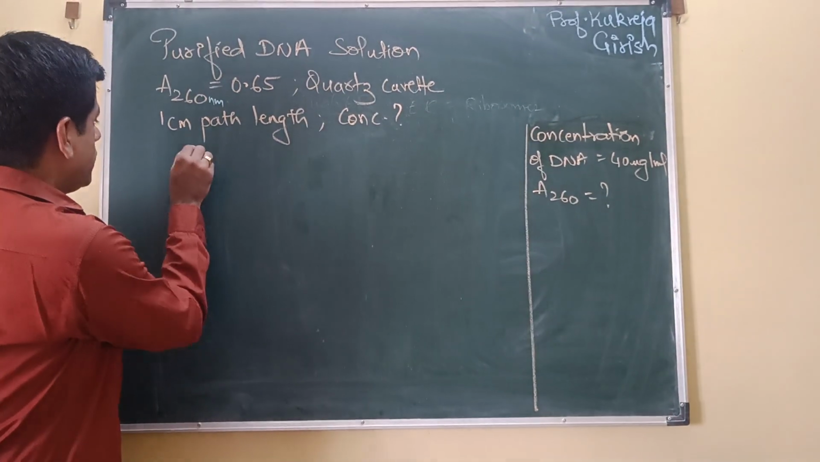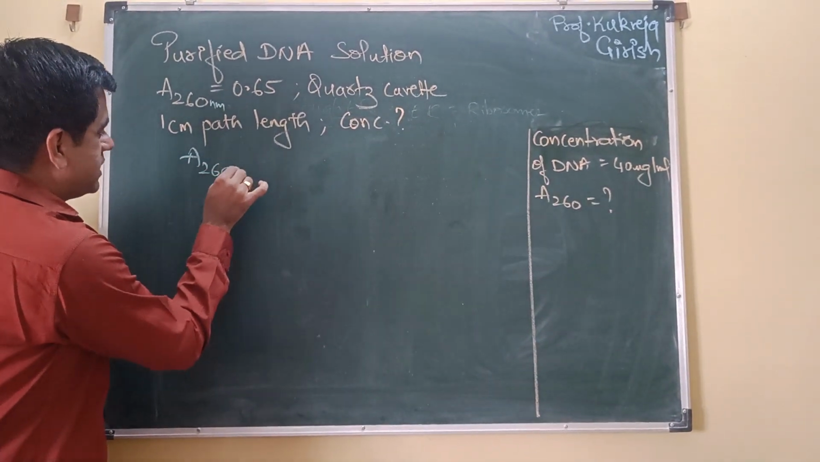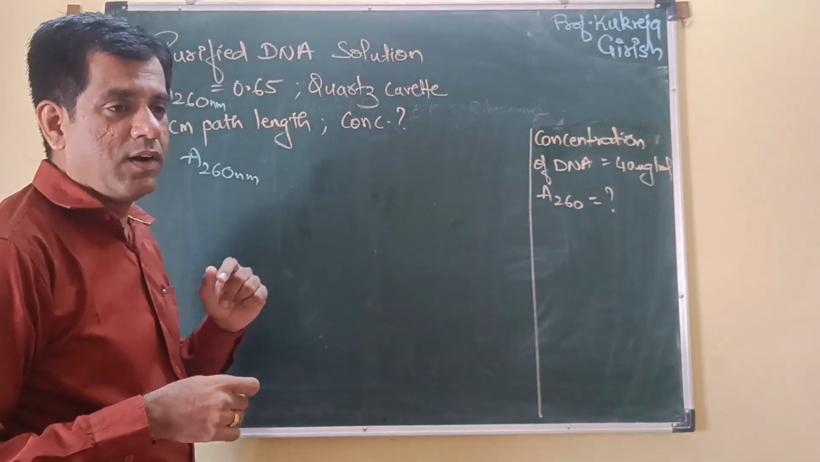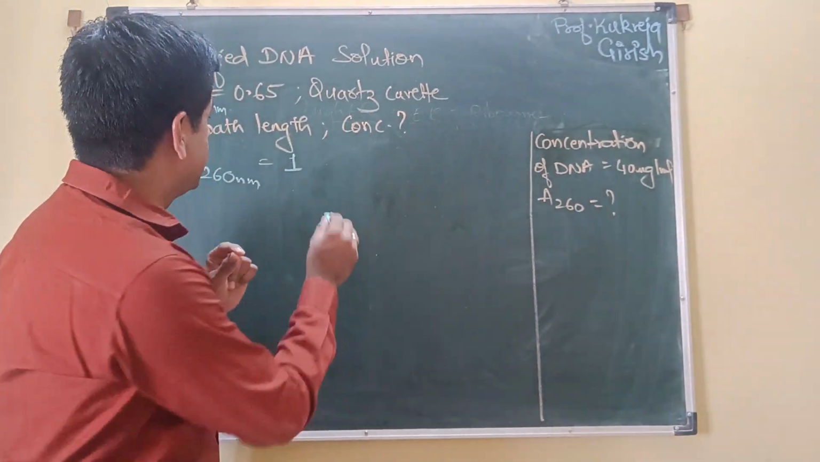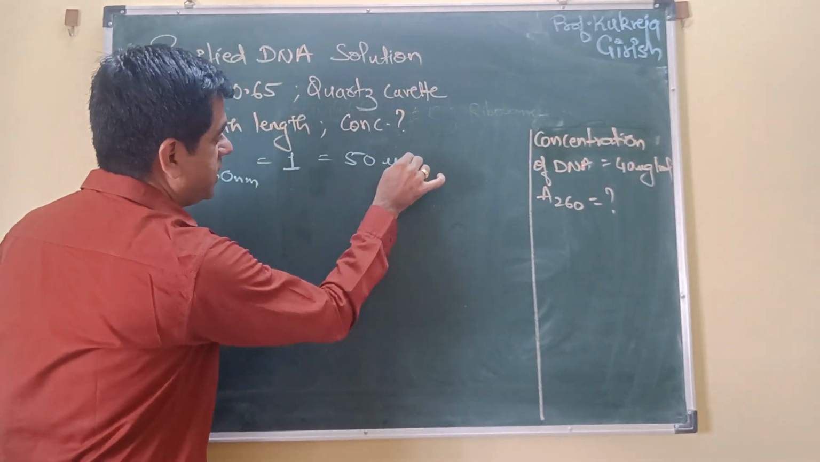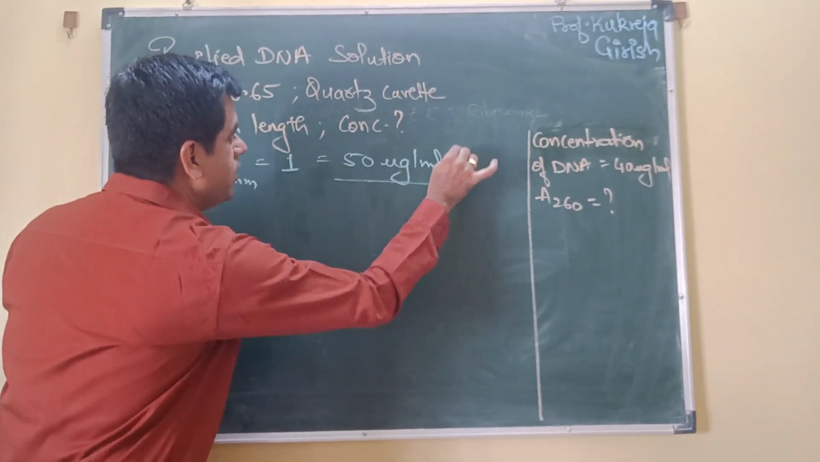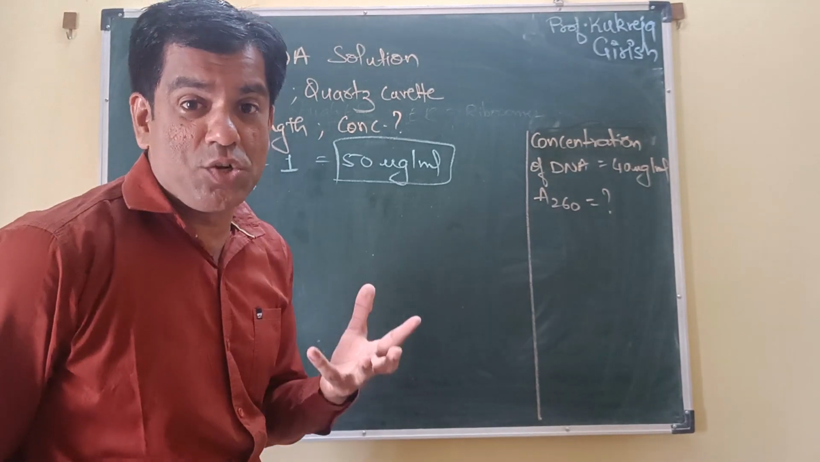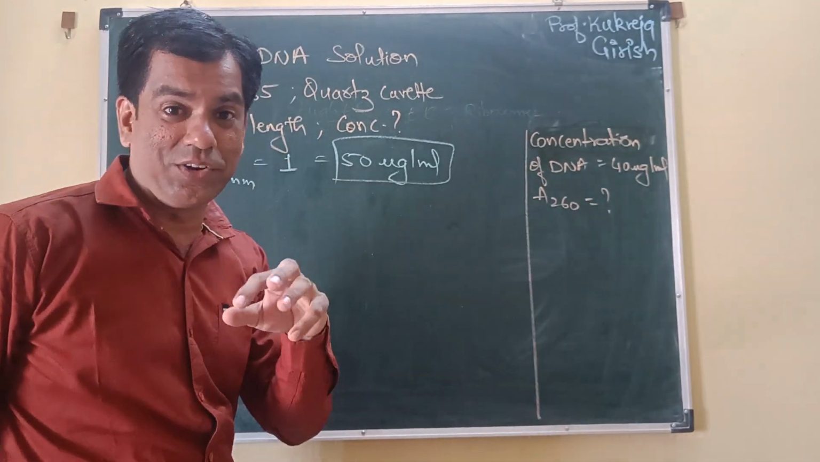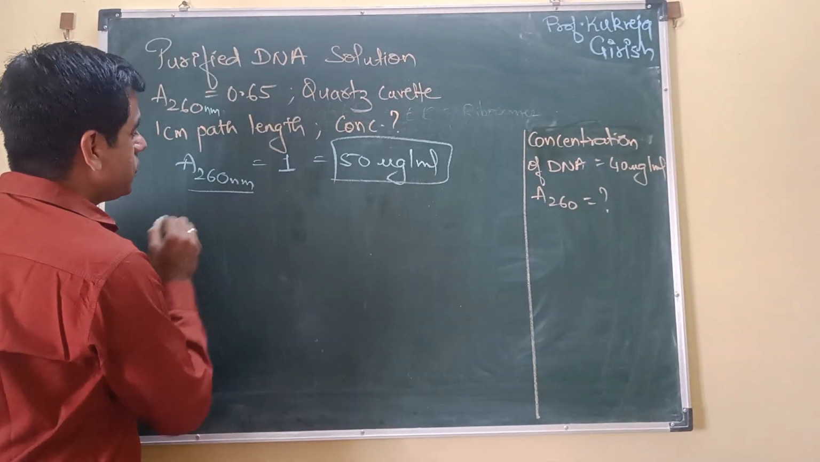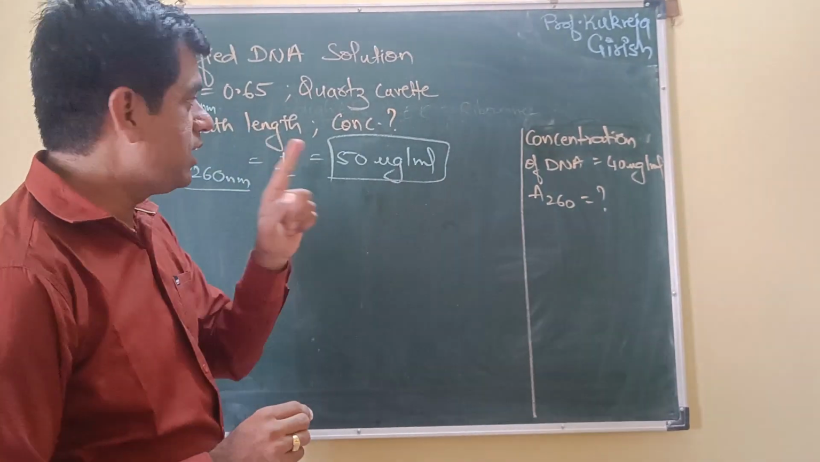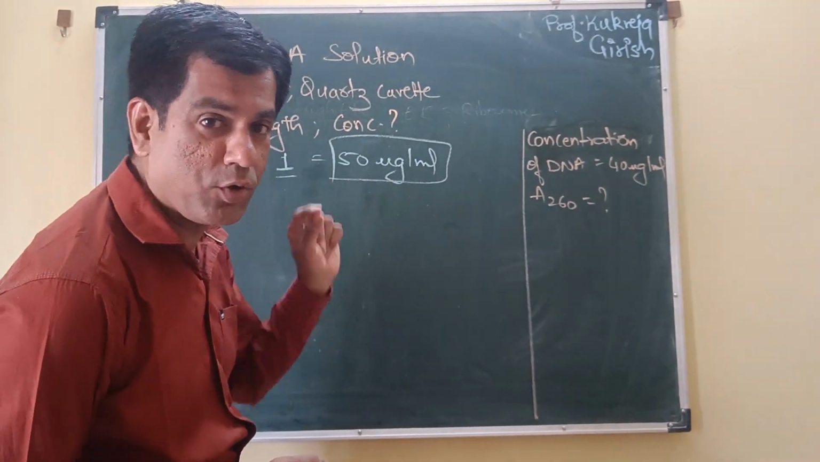When the absorbance at 260 nanometer is equal to 1, we know that the concentration of double stranded DNA is 50 microgram per ml. In this problem it was assumed that you know this, but I thought some might not know it, so I'll tell it. So an absorbance at 260 nanometer of 1 corresponds to 50 microgram per ml.